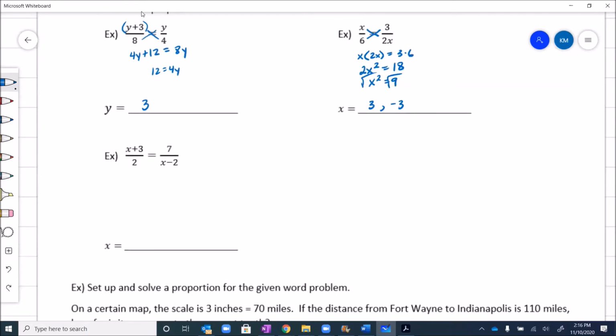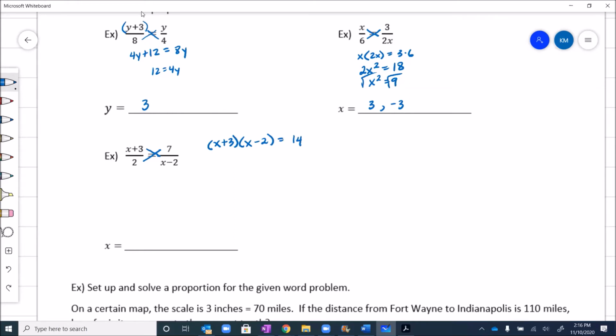Okay, last problem. You'll see that we're multiplying binomials here, so that might be a little bit of a blast from the past. But our process is the same. We're going to cross multiply. So I'm going to multiply x plus 3 times x minus 2, and 2 times 7, which is 14.